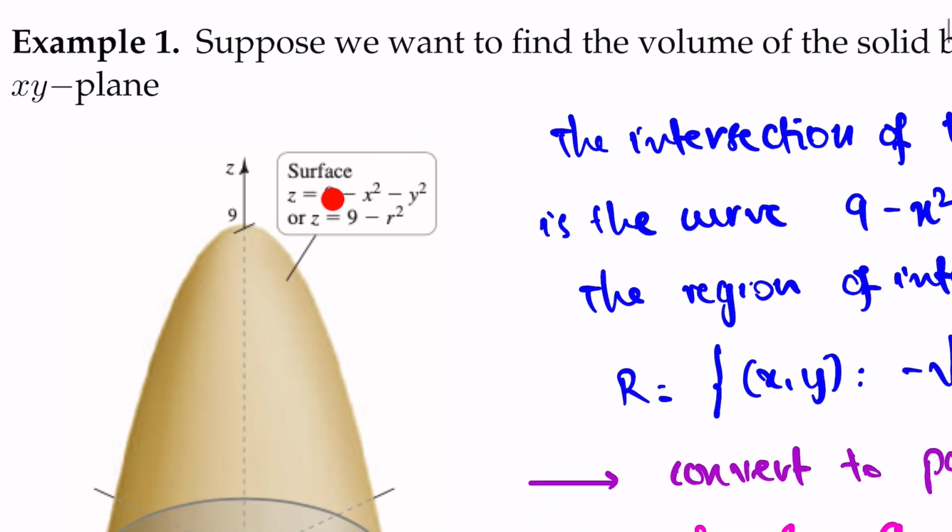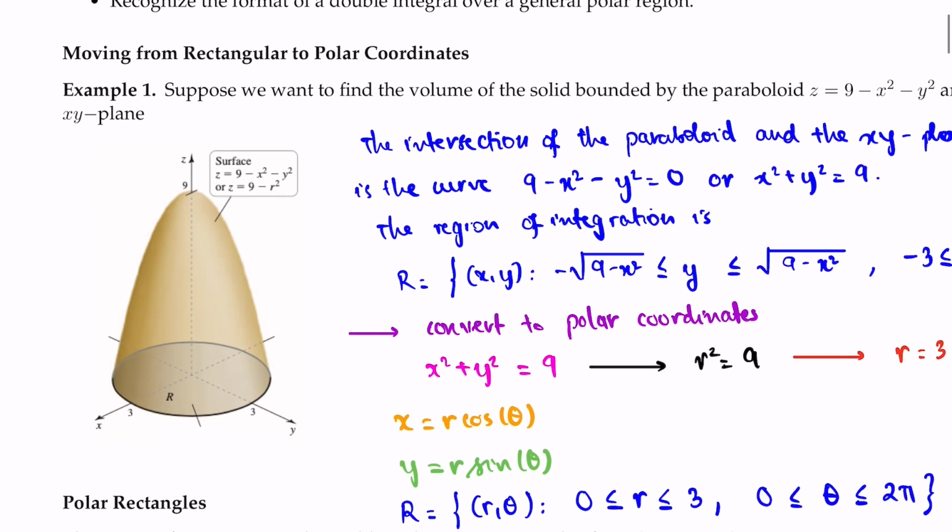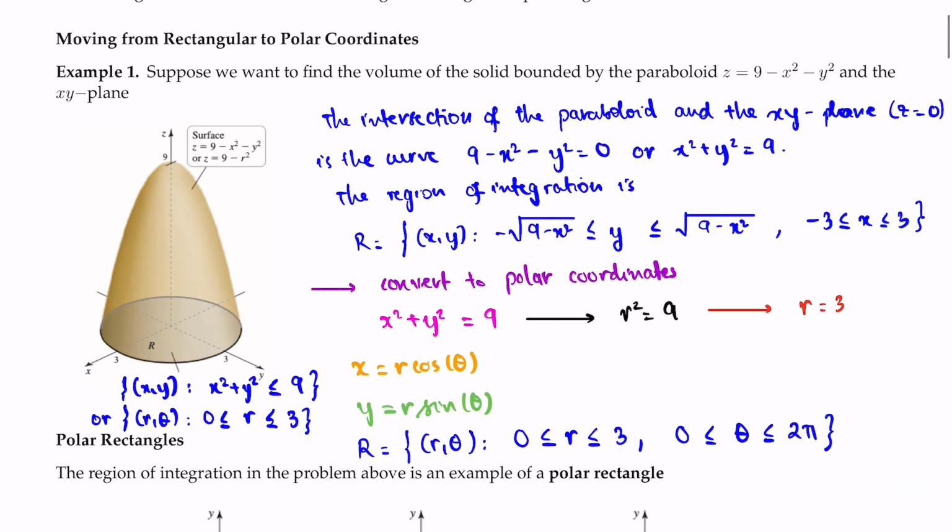That is, instead of z equal to 9 minus x squared minus y squared, we can rewrite that z is equal to 9 minus r squared. And the region of integration, again, instead of the region of x comma y such that x squared plus y squared is less than or equal to 9, we can rewrite this as all the points r comma theta such that r is between 0 and 3. So that is the motivation that gives us the idea why sometimes we need to move from one coordinate system to another coordinate system.